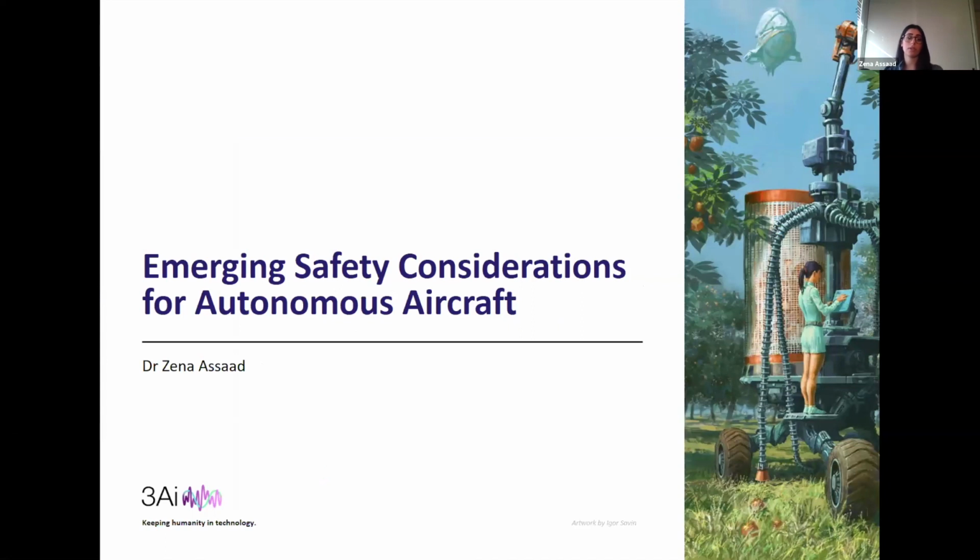Okay, so I'm going to talk about emerging safety considerations, specifically around autonomous aircraft. I'm choosing to talk about unmanned aircraft as a main example throughout this presentation because I wanted to highlight the depth and complexity of safety considerations using a practical case study, as opposed to just going through the broader presentation on robotics in general.